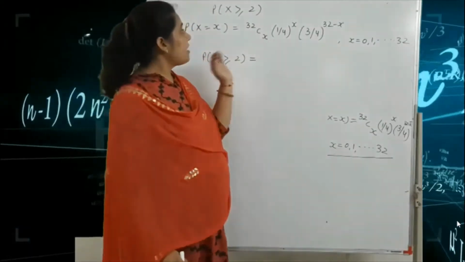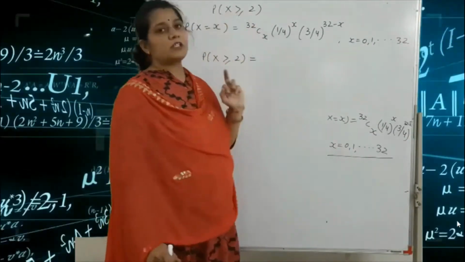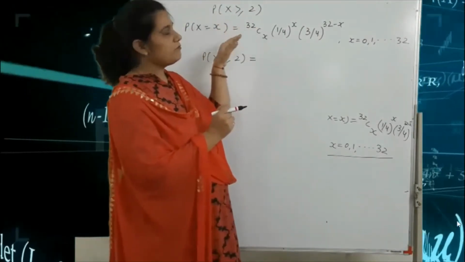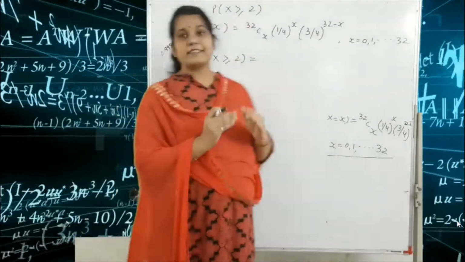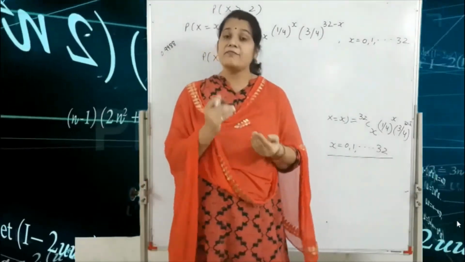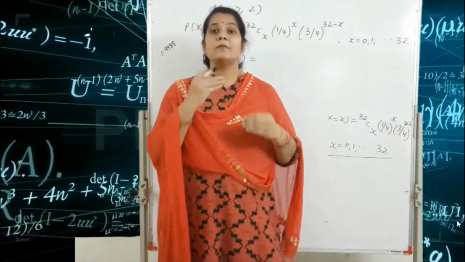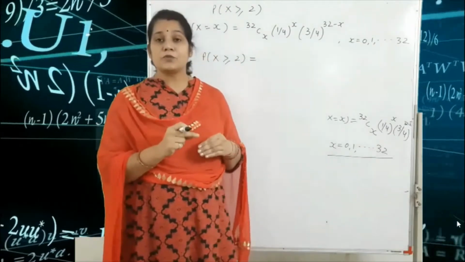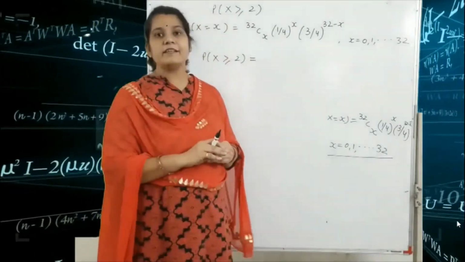But in the question, we have to find P(X ≥ 2). That means x starts from 2, because the sign is greater than or equal to, and the limit is 32. So we would have to find P(X = 2), P(X = 3), P(X = 4) up to P(X = 32). This is a very long process for finding P(X ≥ 2).